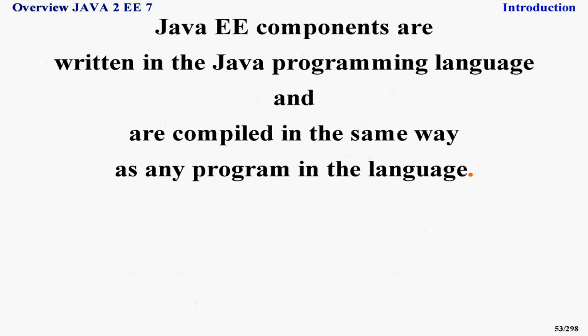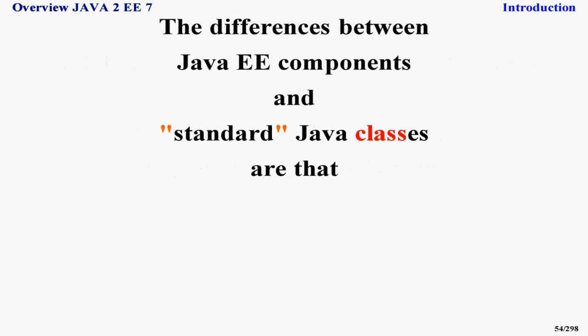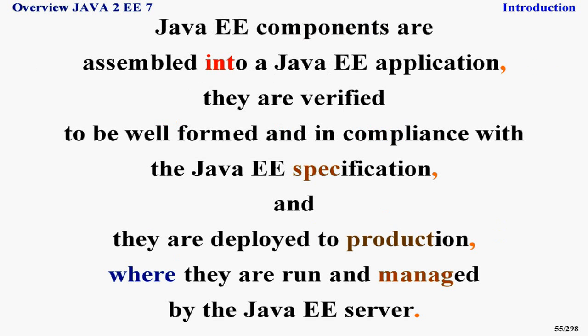Java EE components are written in the Java programming language and are compiled in the same way as any program in the language. The differences between Java EE components and standard Java classes are that Java EE components are assembled into a Java EE application, they are verified to be well-formed and in compliance with the Java EE specification, and they are deployed to production, where they are run and managed by the Java EE server.